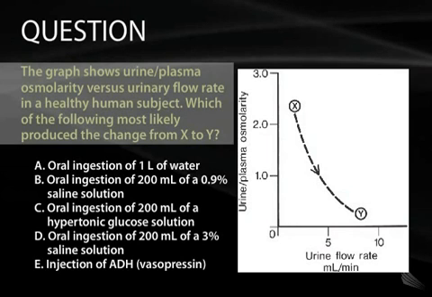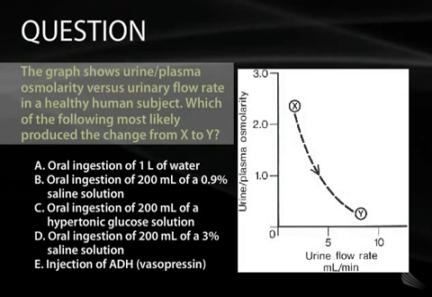So let's consider each of these one at a time. Let's start at the bottom. So if you inject ADH, which is antidiuretic hormone, by definition, I'm sorry, it would raise the concentration of the urine because it's antidiuretic hormone, and so it would make the urine osms fairly concentrated. So it's unlikely that you would be producing dilute urine, nor would you be producing a high urine flow rate. So that is not the right answer for this question.